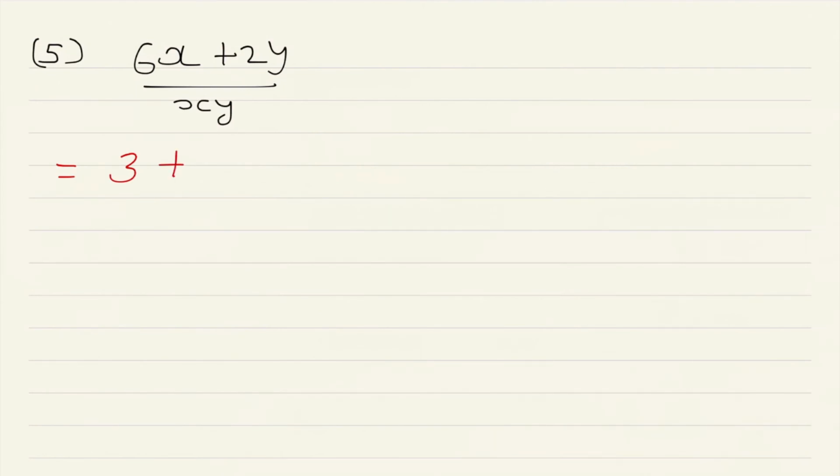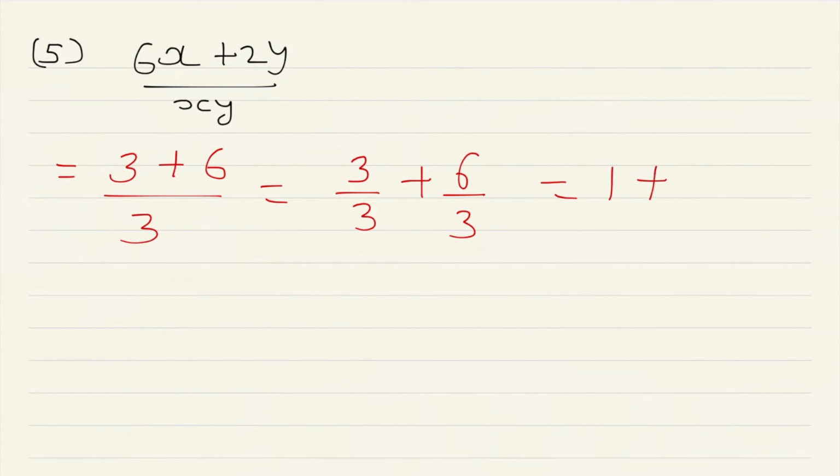Let's try one more. 6x plus 2y divided by xy. So remember, when we have 3 plus 6 divided by 3, what we can do in this case is divide each number in the numerator by the denominator. That's 3 divided by 3 plus 6 divided by 3. So that's 3 divided by 3 is 1 plus 6 divided by 3 is 2. So answer is 3.